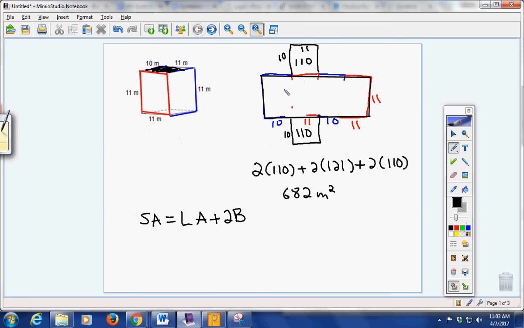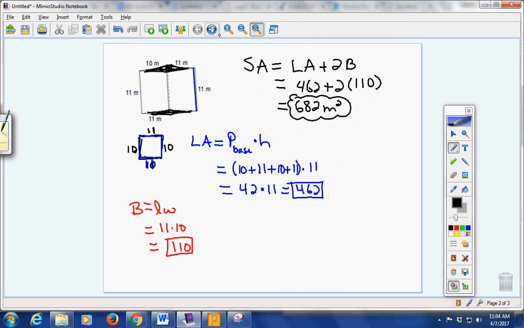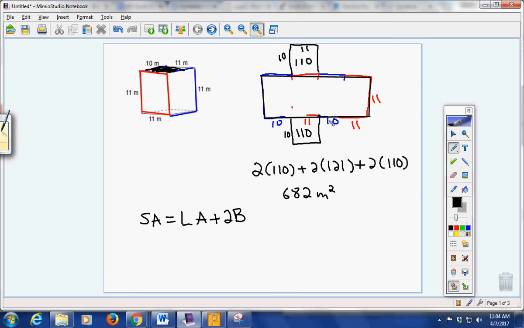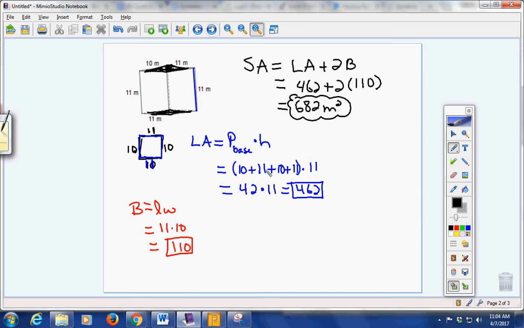So kind of look what we did here. This part here, the lateral area where we went 10, the perimeter of the base, 10 plus 11 plus 10 plus 11. See, that's right here, 10 plus 11 plus 10 plus 11. It's like we took that middle rectangle, one big rectangle, did length times width. So we added all this up and multiplied it by 11. That's what we did right here.